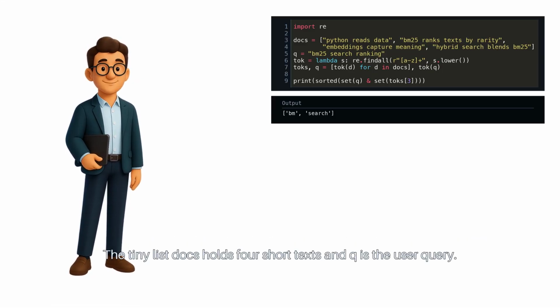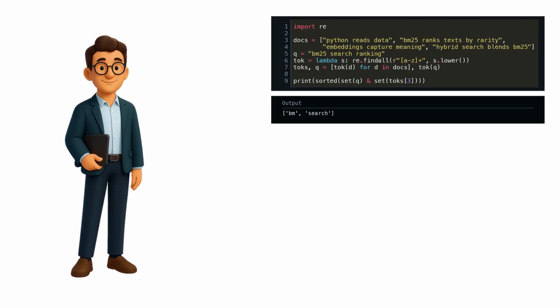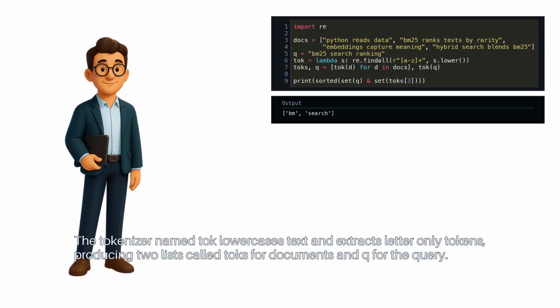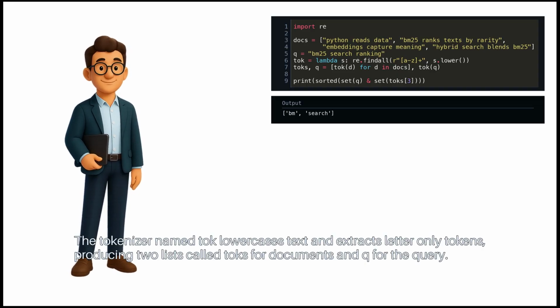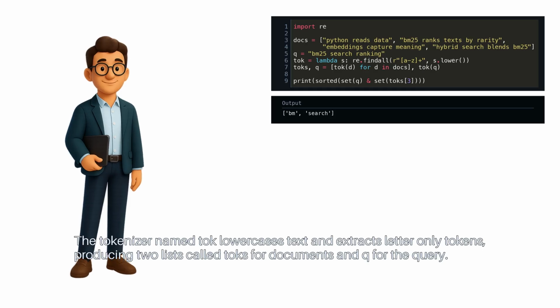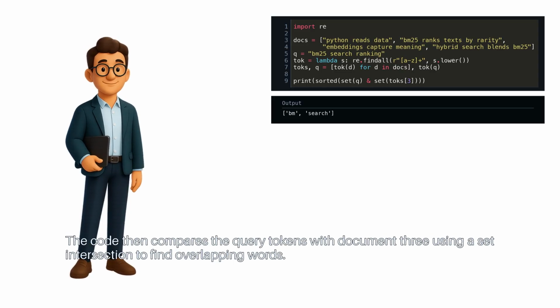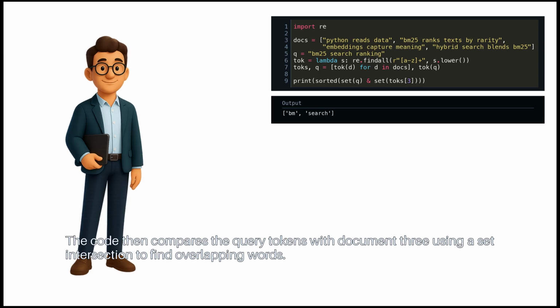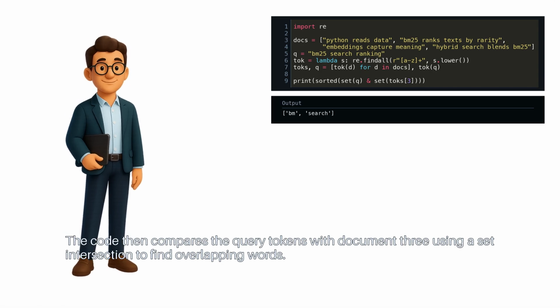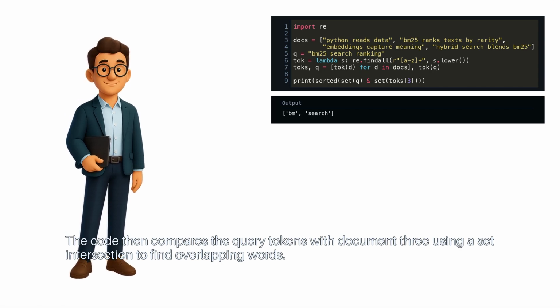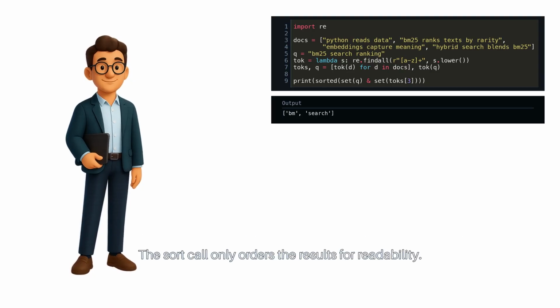The tiny list docs holds 4 short texts, and Q is the user query. The tokenizer, named Tok, lowercases text and extracts letter-only tokens, producing 2 lists called Toks for documents and Q for the query. The code then compares the query tokens with document 3 using a set intersection to find overlapping words. The sort call only orders the results for readability.